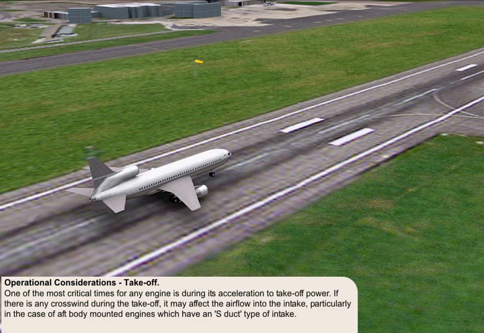One of the most critical times for any engine is during its acceleration to takeoff power. If there is any crosswind during the takeoff, it may affect the airflow into the intake, particularly in the case of aft body-mounted engines which have an S-duct type of intake.